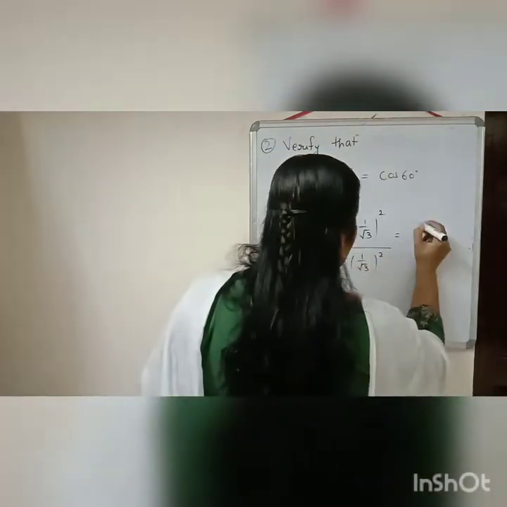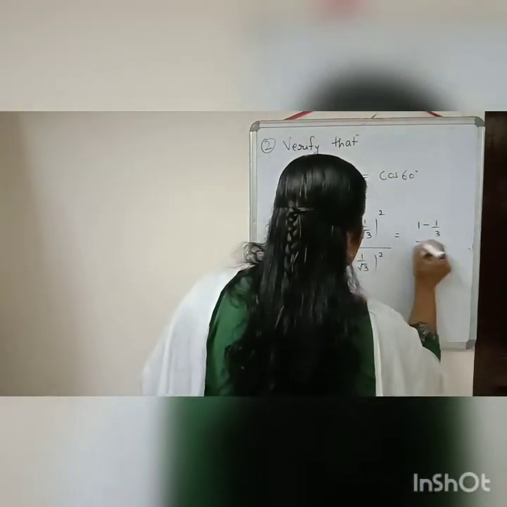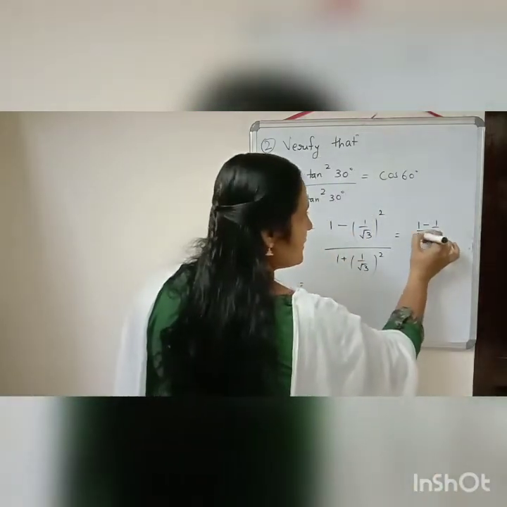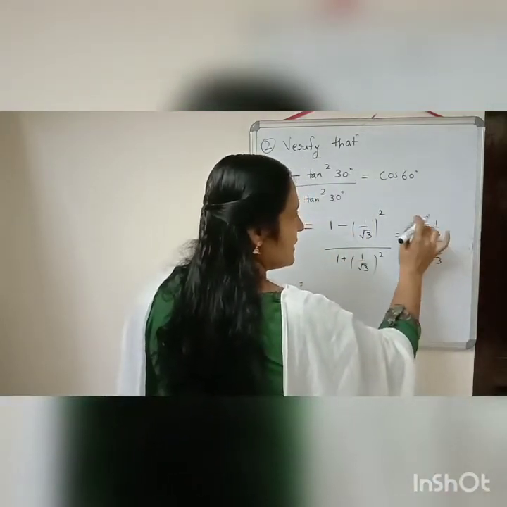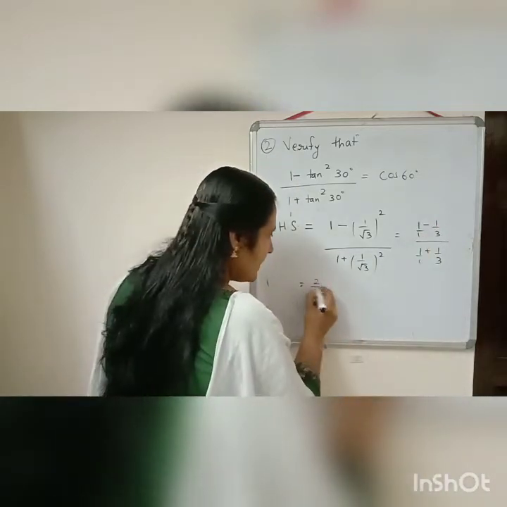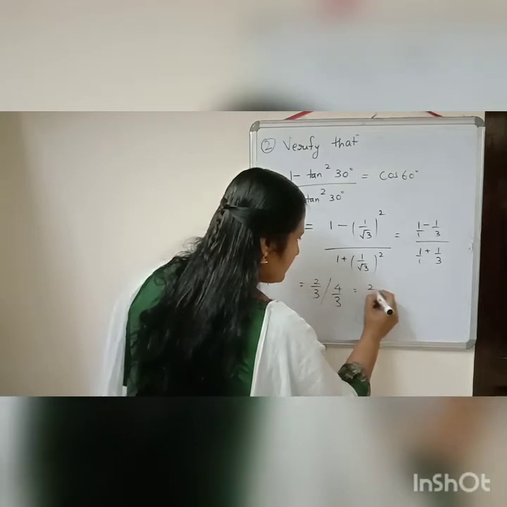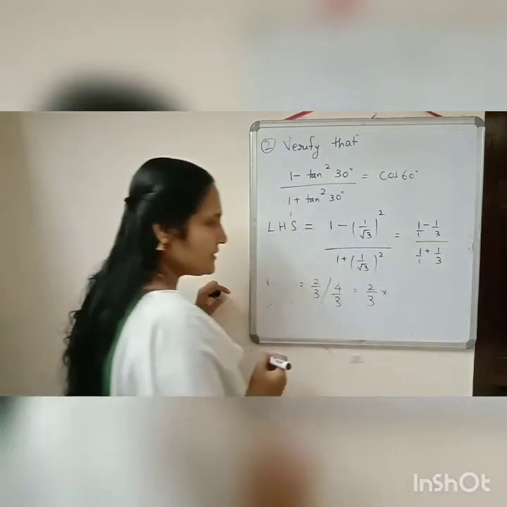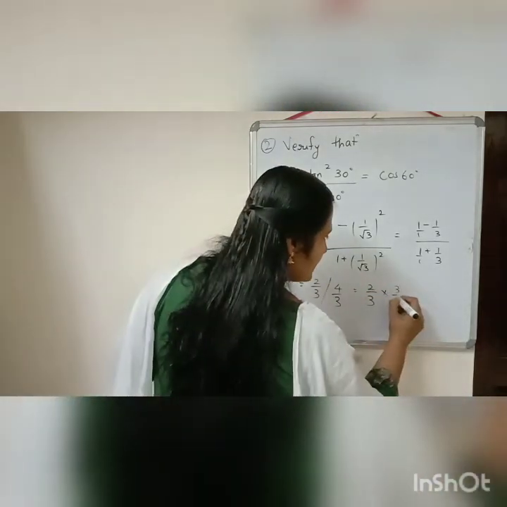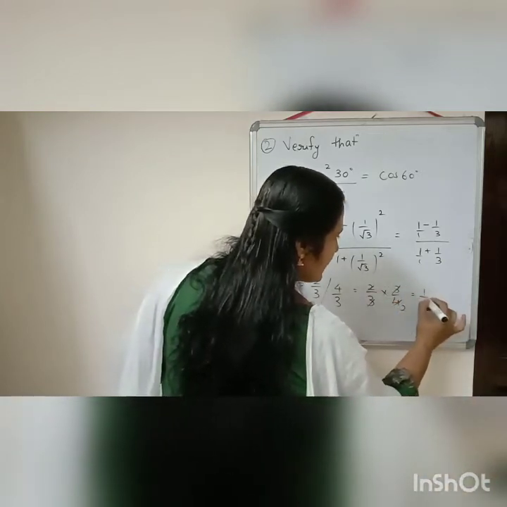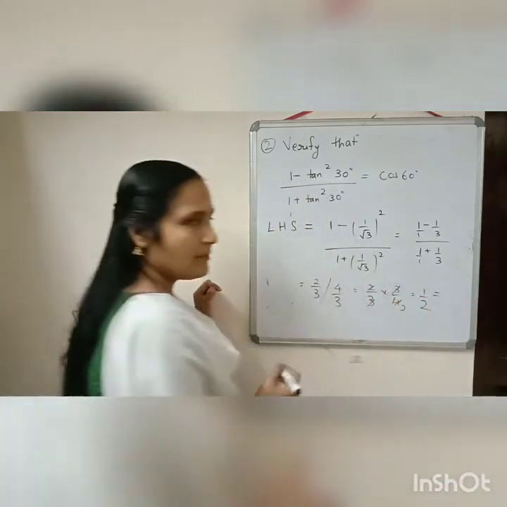So it will come 1 minus 1 by 3 by 1 plus 1 by 3. Just to do the cross multiplication, so it will come 3 minus 1. So we'll get 2 by 3 by 4 by 3. So we'll change the division into multiplication. 2 by 3 into 3 by 4. 3 and 3 will get cancelled. 2 and 4 will get cancelled. We will get is equal to 1 by 2.